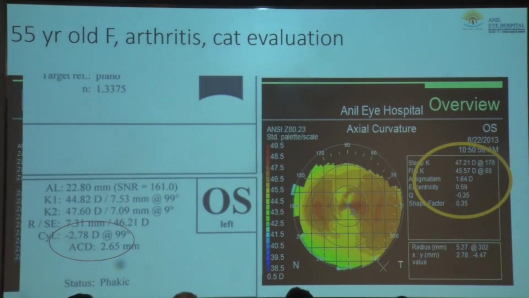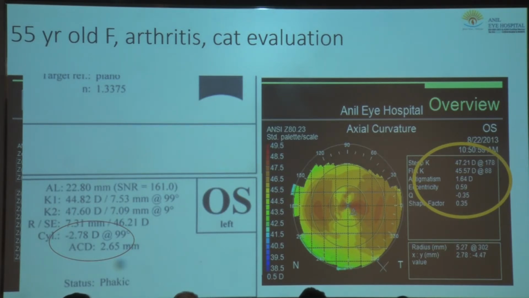For all our toric patients where we are planning a toric, we also do a topography. If you see the topography of this patient, you can see there are a lot of dry spots. And if you see the astigmatism on topography, it's 1.64, and if you compare it with the IOL Master, it's 2.78. So definitely there is a lot of disparity and discrepancy between the two measurements.